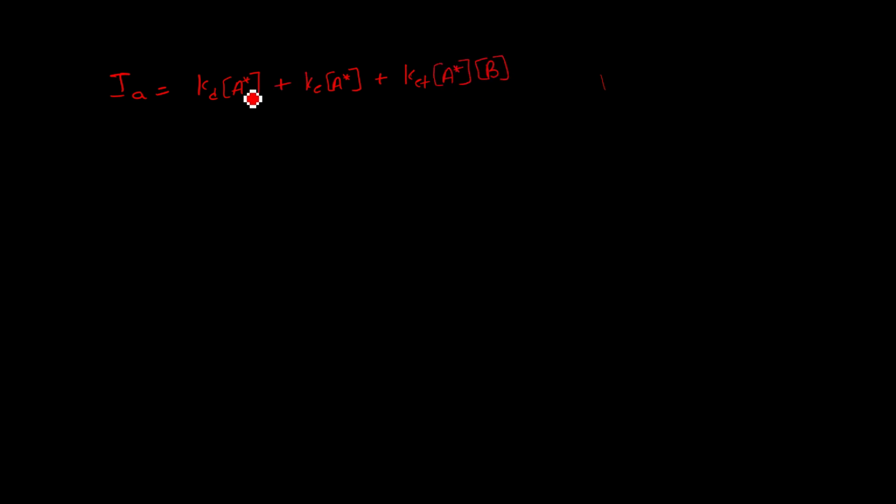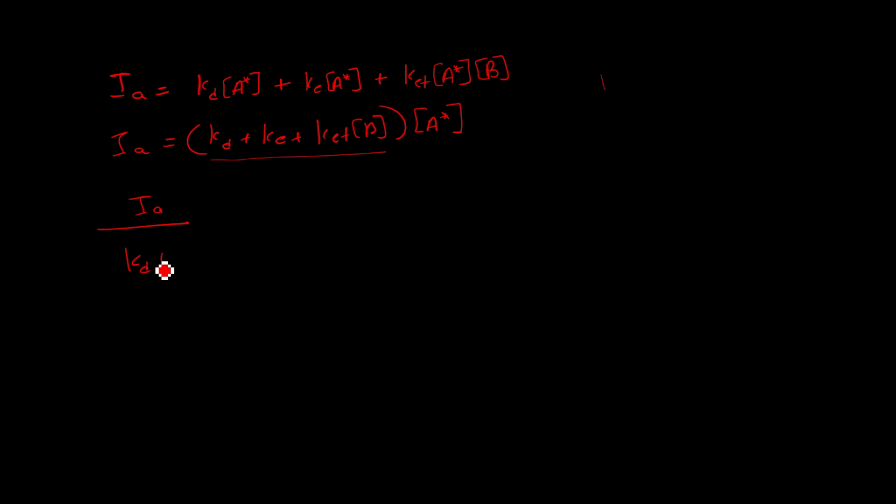Okay, now you can take the A star terms out. Kd plus Ke plus Ket B is inside, and A star I'm going to take out, and here we have the Ia. Now we are going to move this whole term across the equal sign: Ia over Kd plus Ke plus KetB. This is equal to A star.